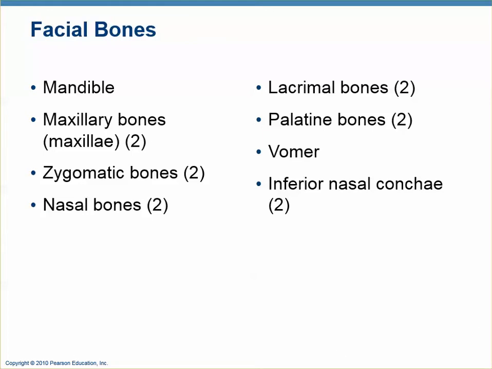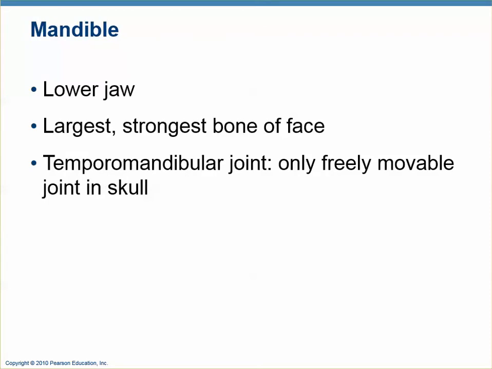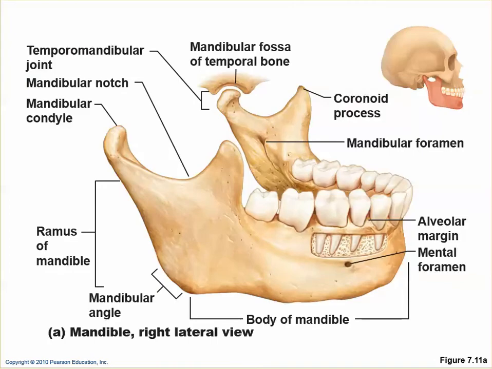So we'll start with the mandible. It's really the lower jaw. It's a long, very strong bone. This is where the TMJ is. The TMJ is the only skull joint that is synovial, freely movable. So there's all kinds of parts to it.